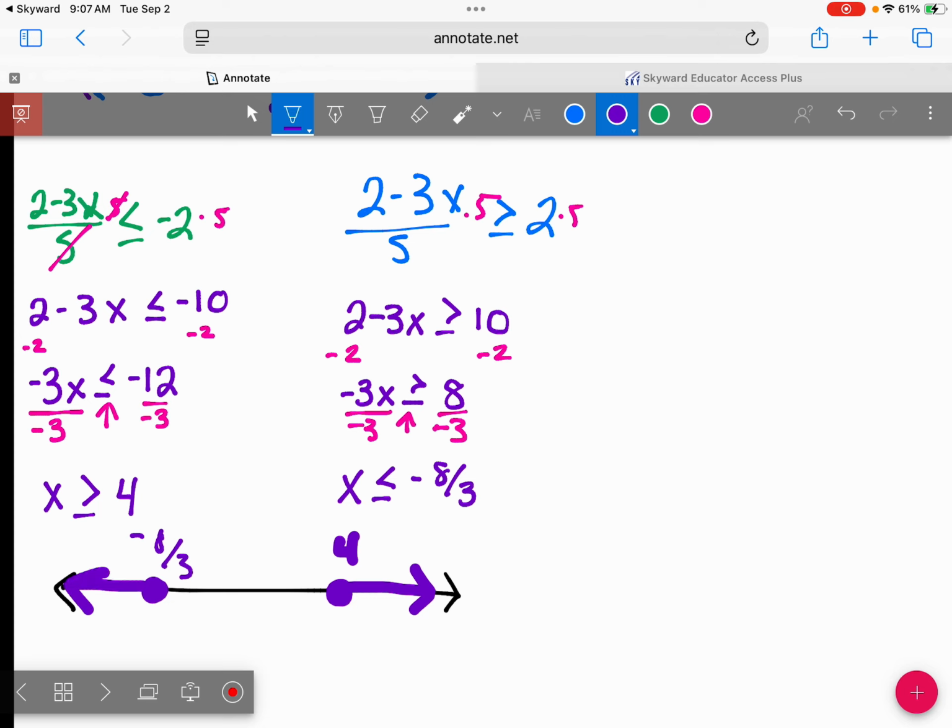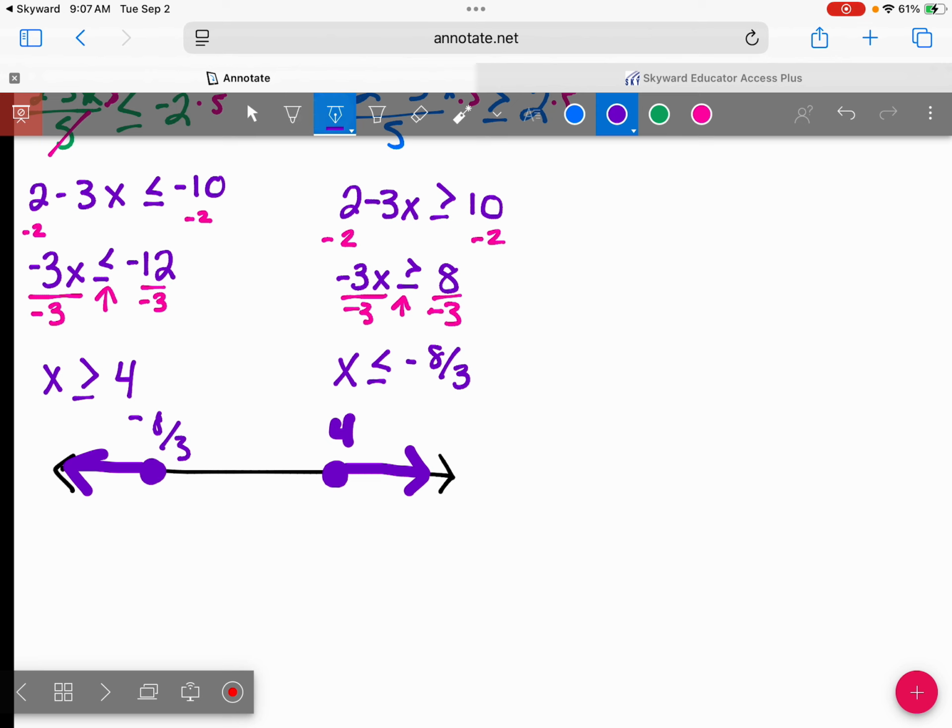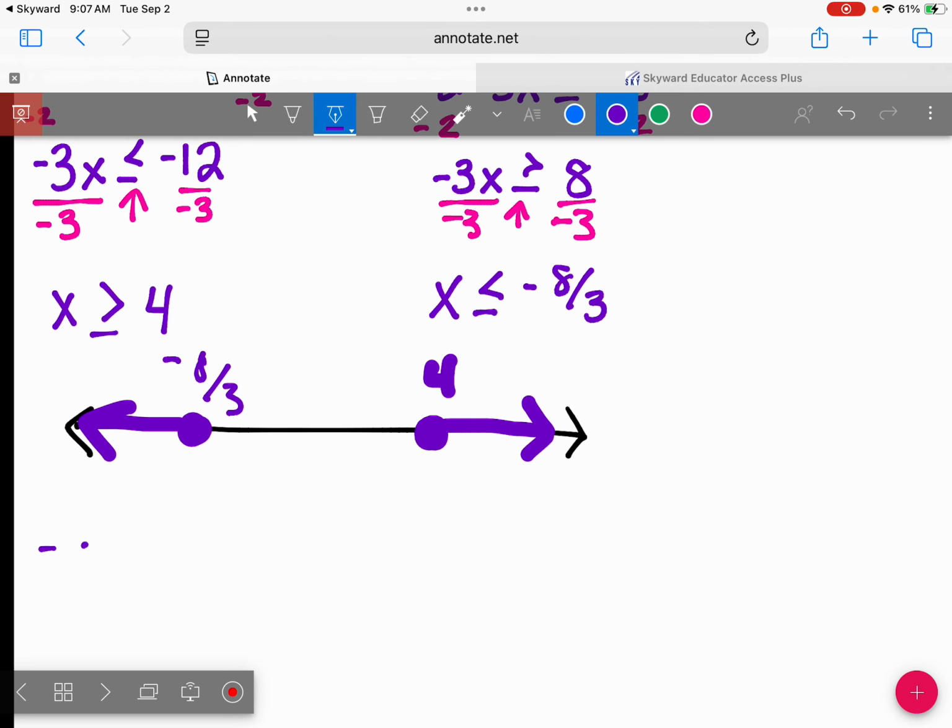So when we're writing our answer in interval notation, I'm going to have two intervals. We're going to have from negative infinity up to our negative 8/3. Infinity always gets a parenthesis. Since we have an equals to, this one gets a bracket.